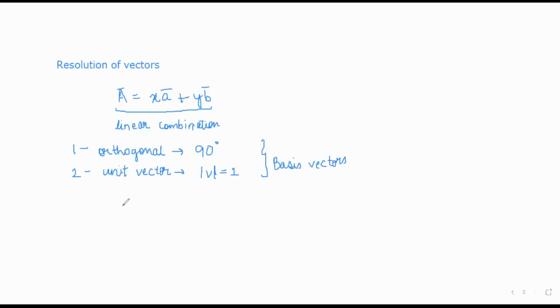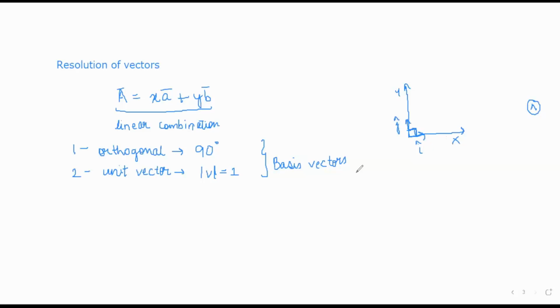In our case, in 2D, this is the x-axis and this is the y-axis. Our unit vectors are i cap towards the x-axis and j cap towards the y-axis. This cap simply denotes that they are unit vectors, that their magnitude is unity, so do not be confused with this. And i and j are simply vectors of unit magnitude, and they are at 90 degrees to each other. So both these conditions are satisfied, and here we take i and j as our basis vectors.